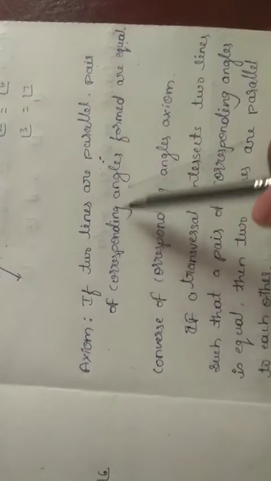The converse of the corresponding angle axiom. Converse means it's ulta, it's reverse. Here they give parallel lines and you want to show this pair of corresponding angles are equal. Converse means they give that corresponding angles are equal, then we can say these two lines are parallel. Okay, this is the converse of the corresponding angles axiom.